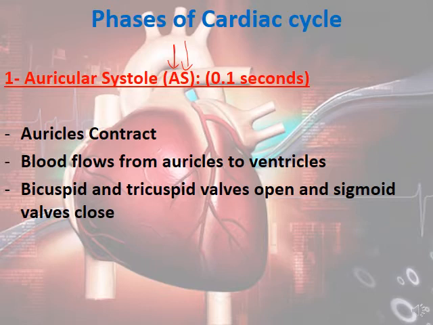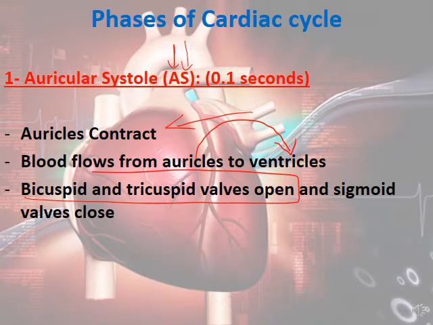First, the auricles contract. We said that the systole is for the contraction. So the auricles contract and the blood will flow from the auricles toward the ventricles. Then in this phase the bicuspid and tricuspid valves open, whereas the sigmoid valves close.